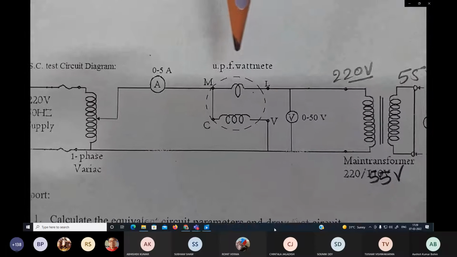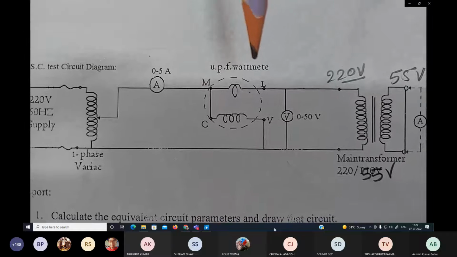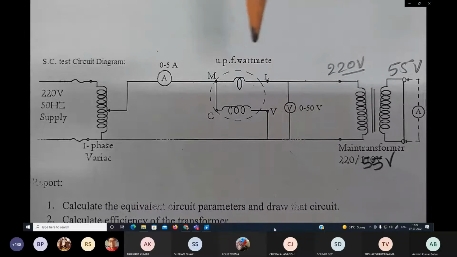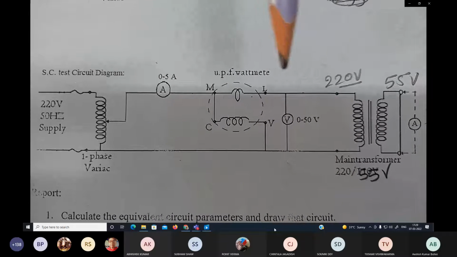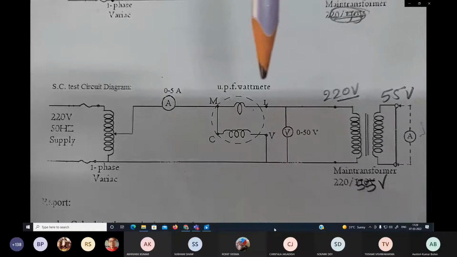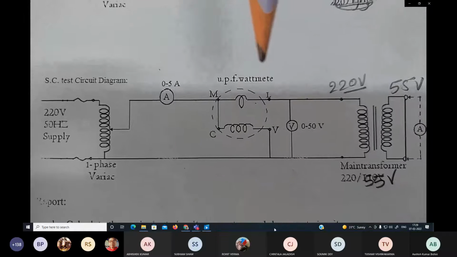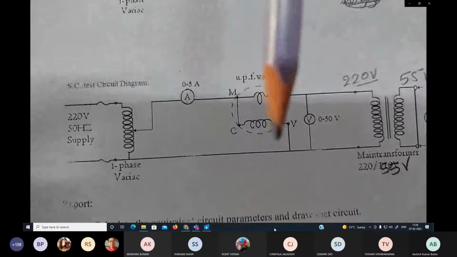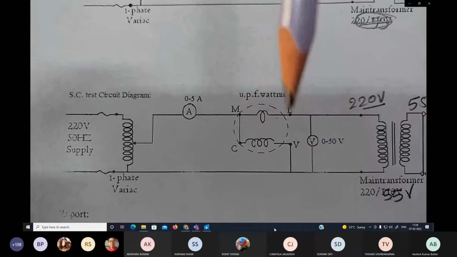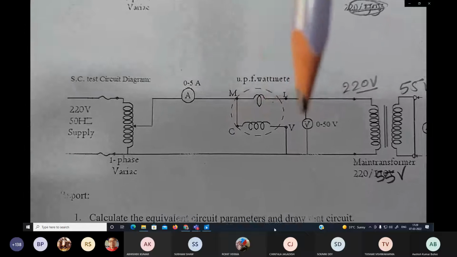Here you can see the M, L, C, V points, which are very well known to all after discussing them several times during the theoretical classes. M and L will be the current coil, and C and V will be the pressure coil or voltage coil. M stands for main, L stands for line, C for common, and V for voltage.